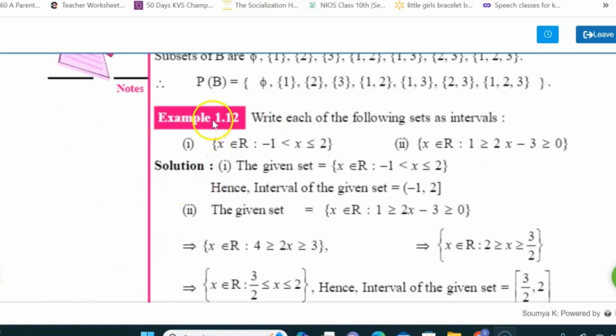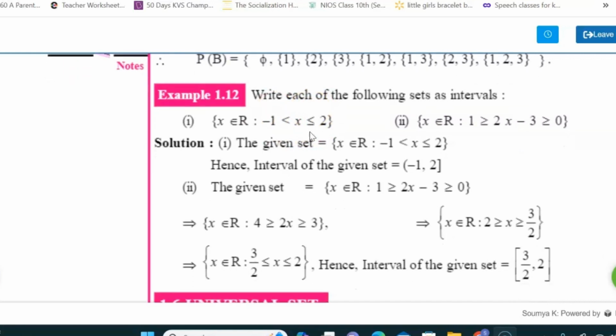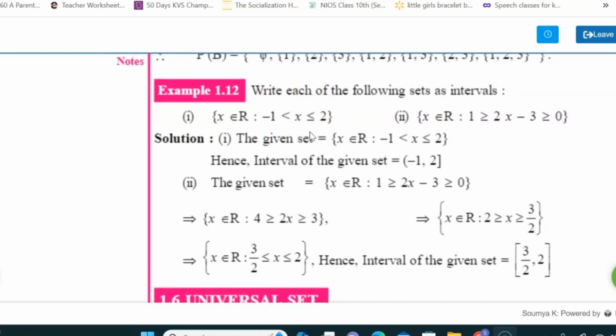Next question is example 1.12. Write each of the following sets as intervals. So here the first question is given: x belongs to R and x minus 1 less than x less than or equal to 2. So this is the given condition. You have to express it in the form of an interval. Okay. So first option is this one.